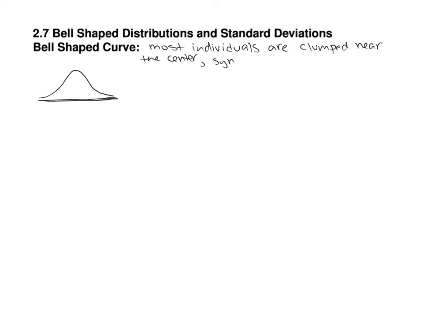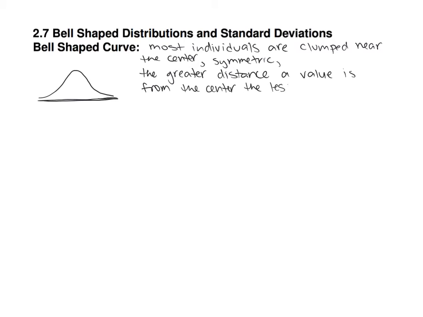It's symmetric. And the greater the distance a value is from the center, the more unlikely it is. So the greater the distance a value is from the center, the less likely it is.